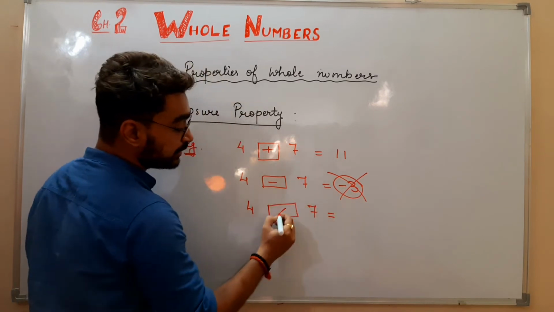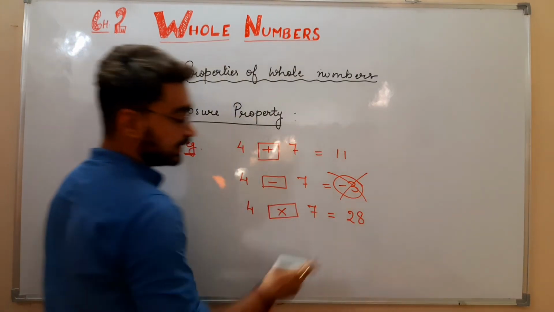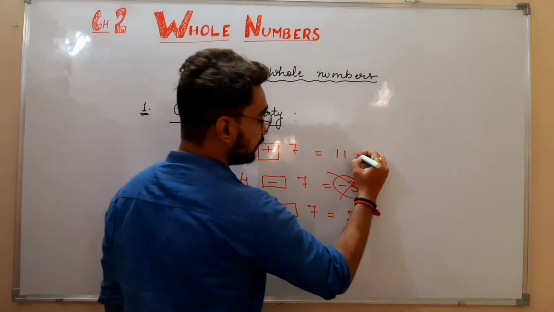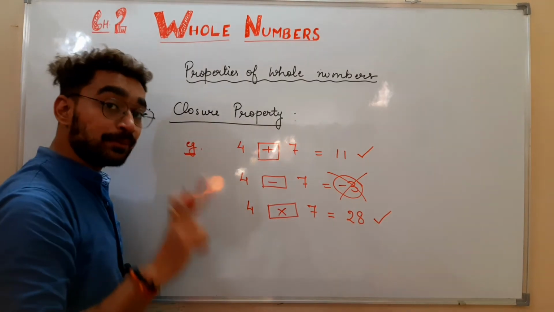4 into 7. 7 fours are 28. Is it a whole number? Yes, it is a whole number. So we can say that in the case of addition and in the case of subtraction, closure property applies.